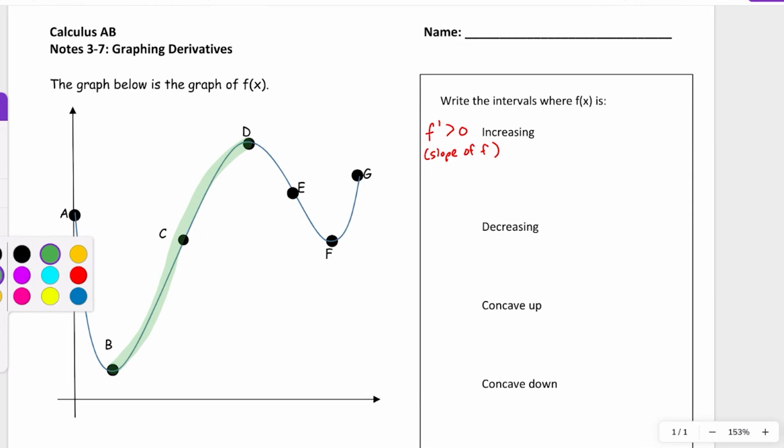It's increasing there. There's also one more interval where it's increasing, and that's between f and g. We can see the slope is positive there.